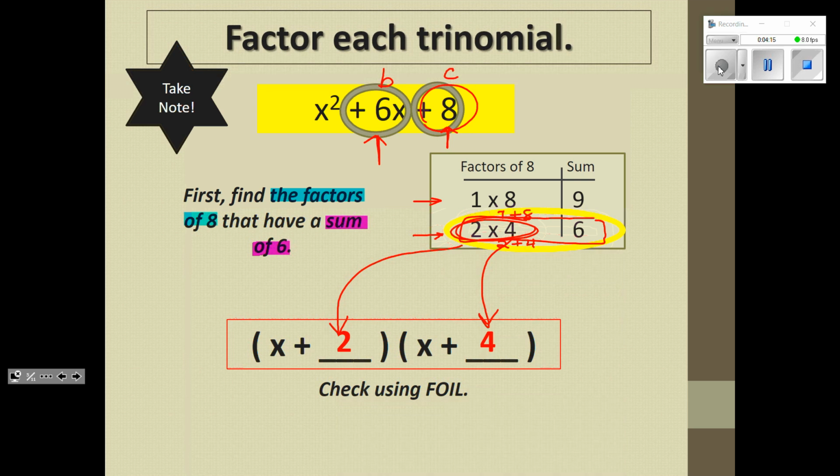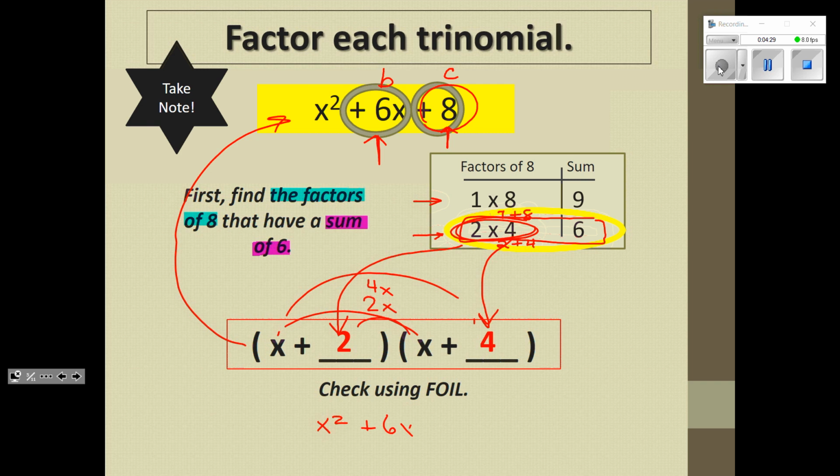Now, if you did the FOIL, you would check it and see that you're going to go right back to this equation. So x times x is x squared, 2x, and we have 4x. See the adding right there? When you add them together, it gets to be 6x. That's why we were adding right here to get this term. And then 2 times 4 is 8. That's why we multiply to get the c term. And indeed, we go back to that equation.